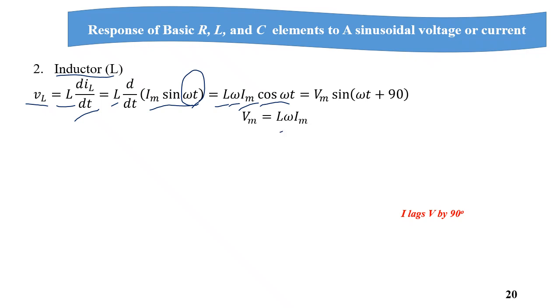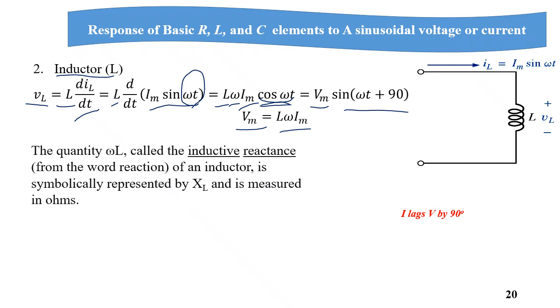L omega I maximum is the V maximum, or the maximum value of the voltage, and we can substitute cosine omega t by sine omega t plus 90. Then we have a phase shift between the voltage and the current equal to 90 degrees.